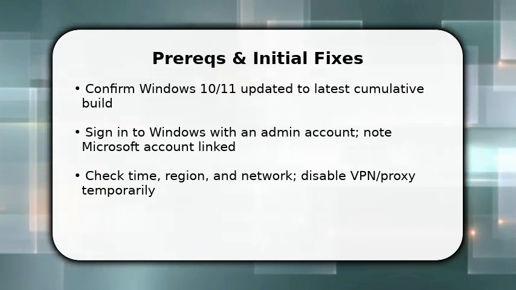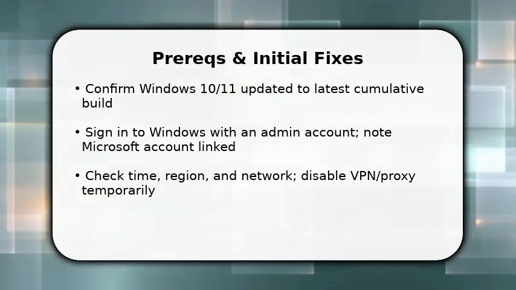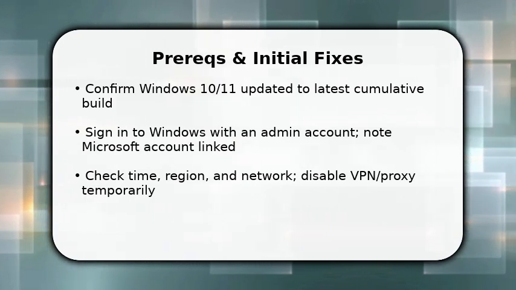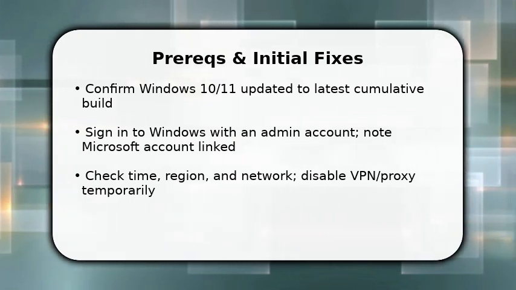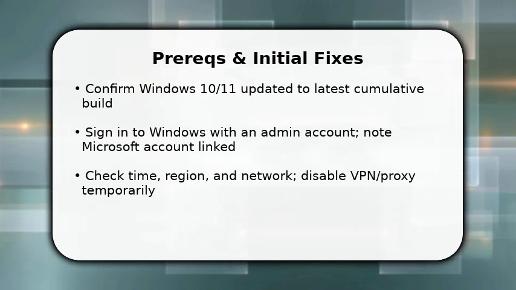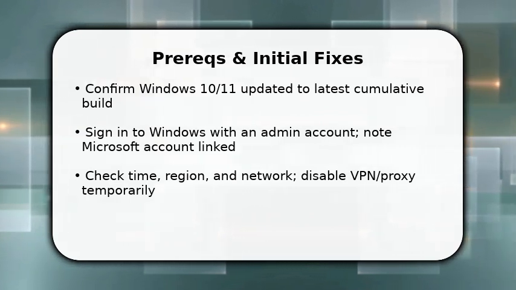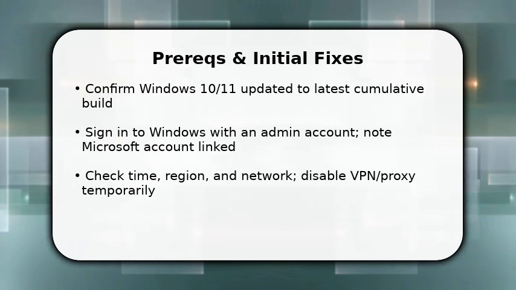Next, set clock, time zone, and region correctly and disable VPN or proxy. Network interception often triggers the server stumbled error. Once done, restart the PC to apply those changes and prepare for deeper fixes.